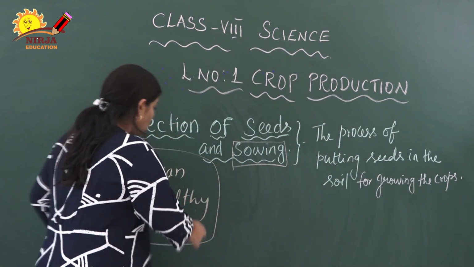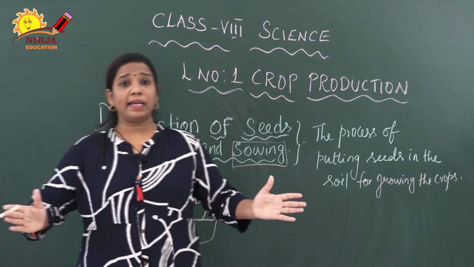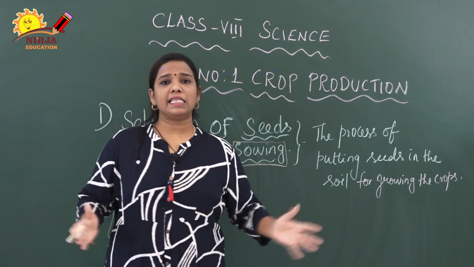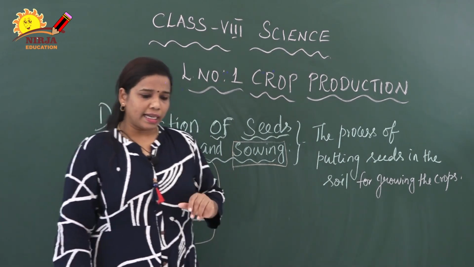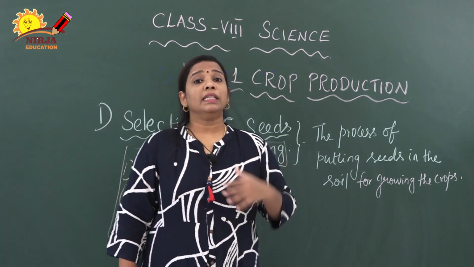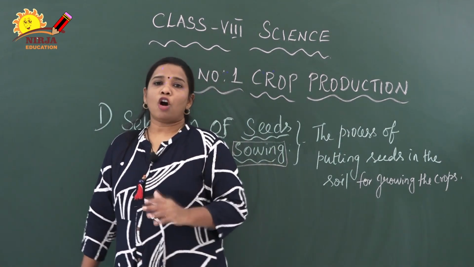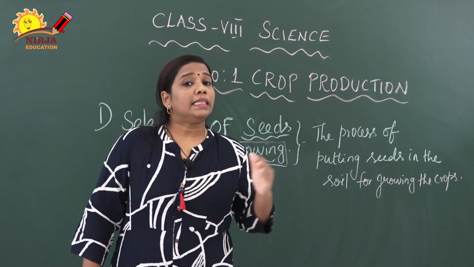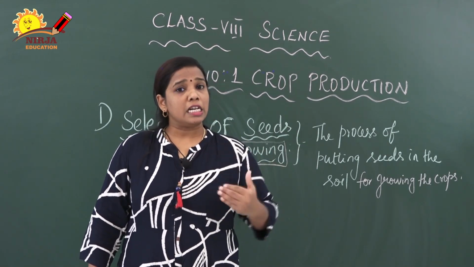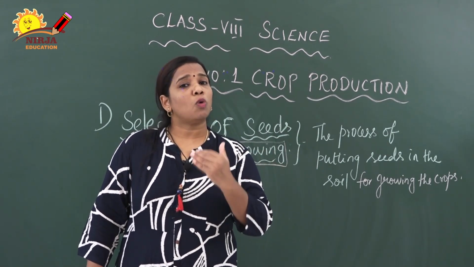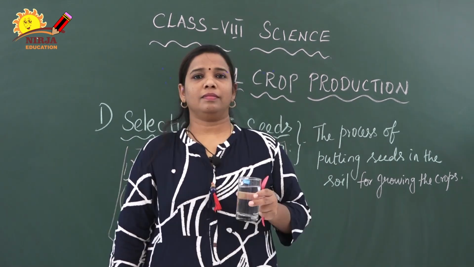Then how do we come to know whether the seed is healthy or not? How can we separate unhealthy seeds and healthy seeds? We are going to do one small activity. In that activity, we can know whether the seeds are healthy or unhealthy. Farmers mostly select seeds by this process only. You can also try this method. Now I am going to show the small experiment, how we have to select the seed.